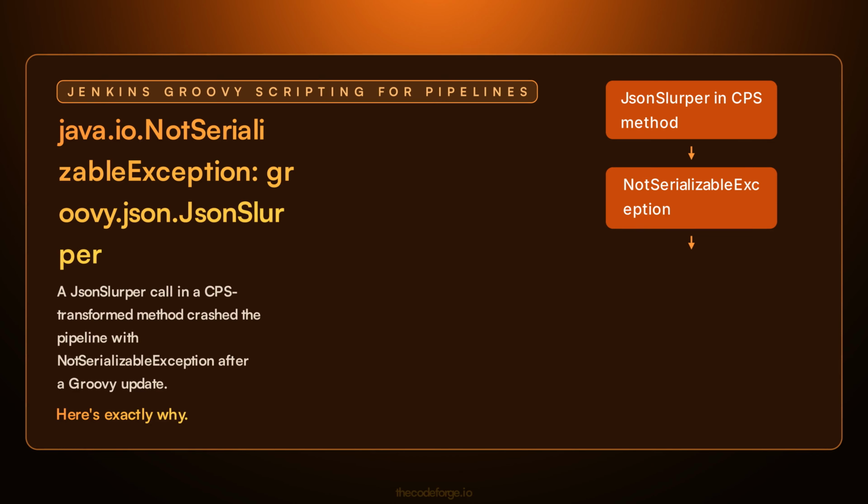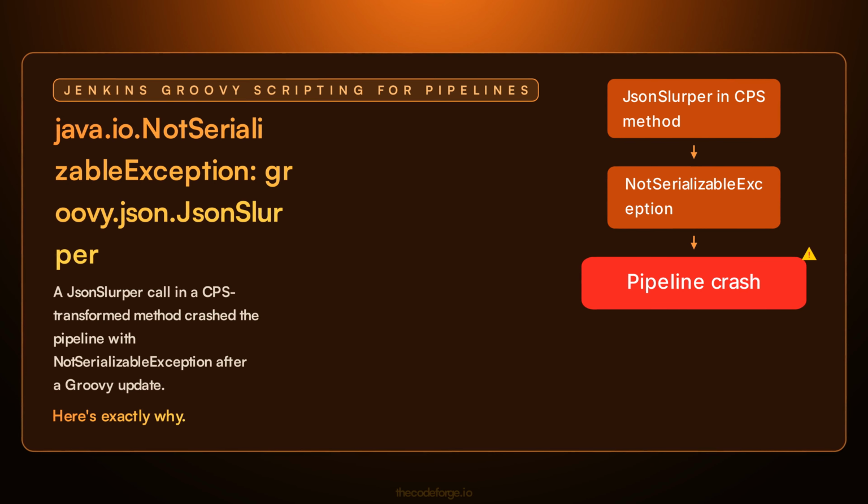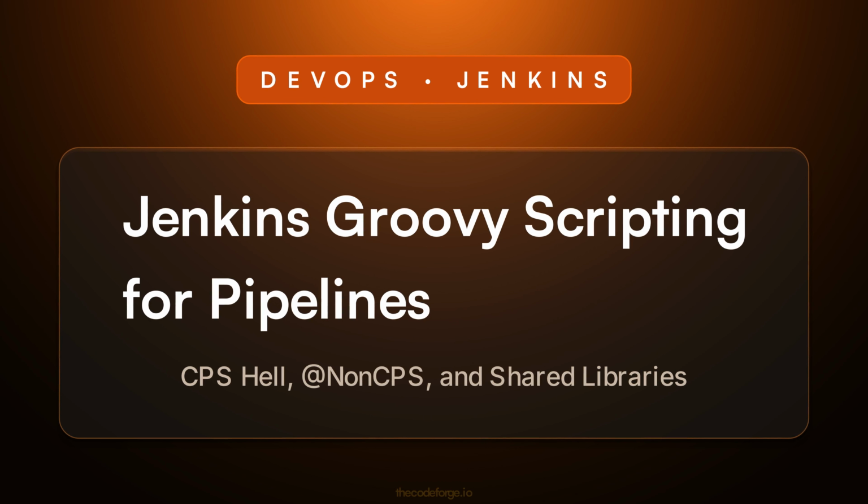Your pipeline just died with java.io.NotSerializableException: groovy.json.JsonSlurper. That JsonSlurper you've used for years. It's not serializable, and CPS transformation just exposed it. Let's break down Jenkins Groovy scripting for pipelines, how it works, and the exact mistake behind that failure.